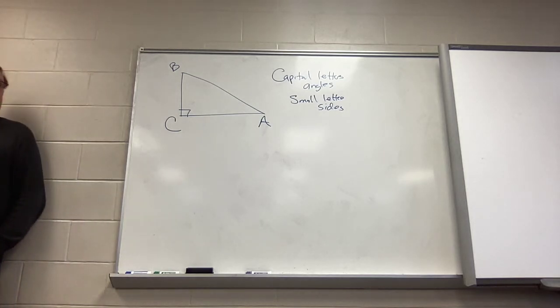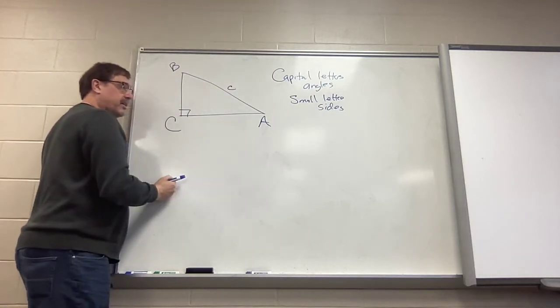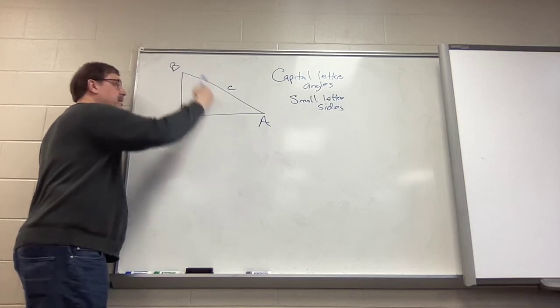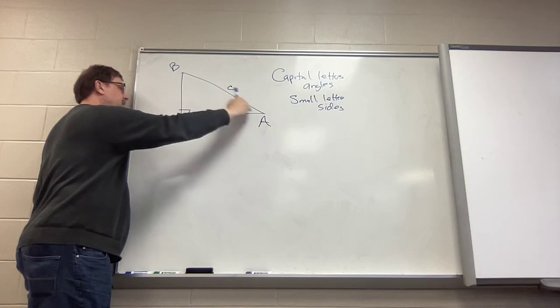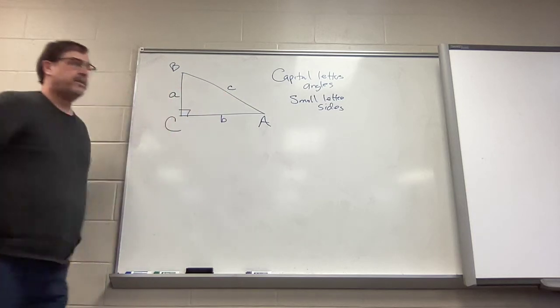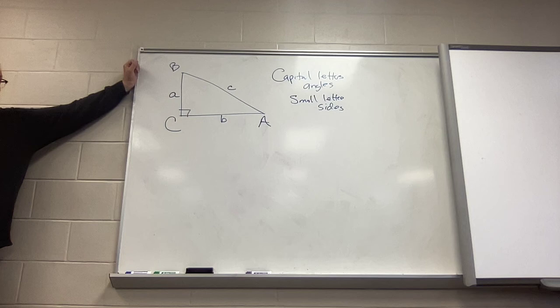Once we have the angles, our sides are labeled accordingly. Across from the big C is little side c. Across from big angle B is side b, and across from big angle A is little side a. Once the angle letters have been picked, you have no choice. A, B, and C. Awesome.